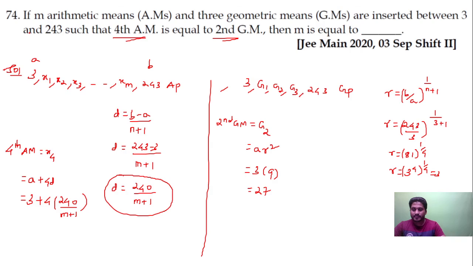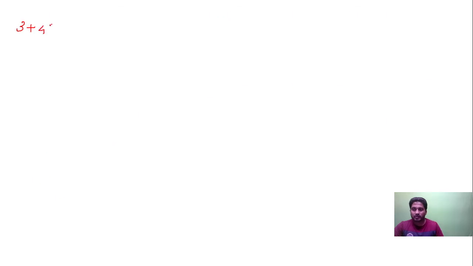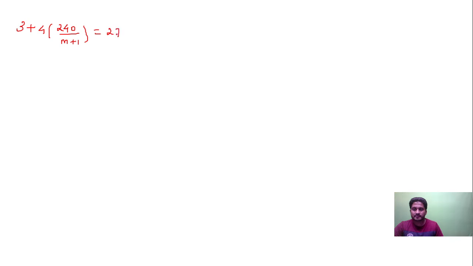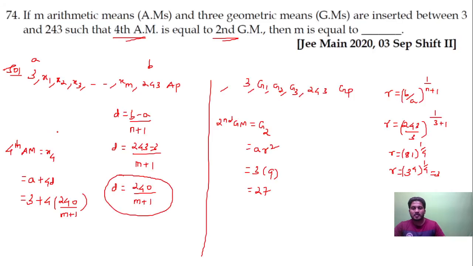So the fourth arithmetic mean is 3 plus 4 into 240 upon m plus 1. The fourth arithmetic mean is equal to the second geometric mean, that is equal to 27. So you get 4 into 240 upon m plus 1 is equal to 24. So this will cancel 10 times. If you cross multiply, you get 40 is equal to m plus 1, so m is equal to 39. That's the answer, guys. m is equal to 39.